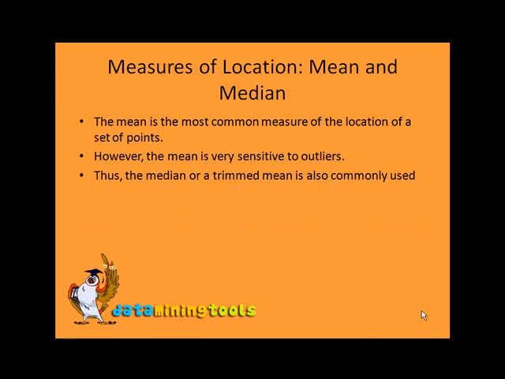Some of the measures of location are mean and median. The mean is the most common measure of the location of a set of points. However, mean is very sensitive to outliers. Thus, median and trimmed mean are most commonly used.